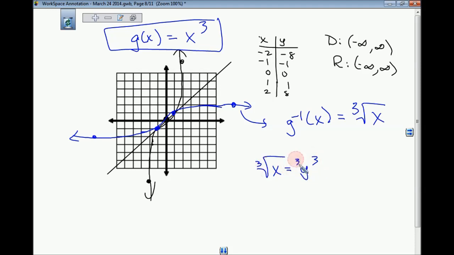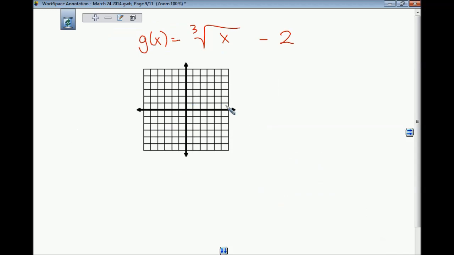Cubed root, cubed root. Do we get a plus or minus when it's odd? No, not when it's odd. So we know that the inverse of this cube is this cubed root. So the cubed root is the blue one, and that's what we're going to be graphing today.